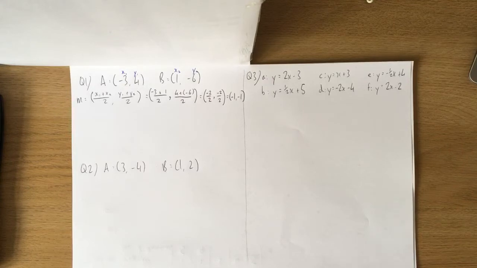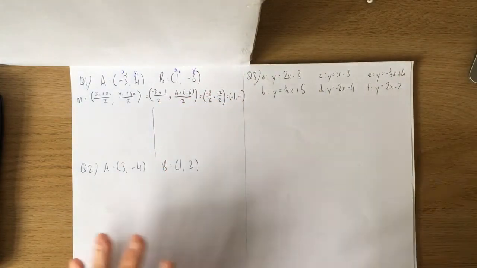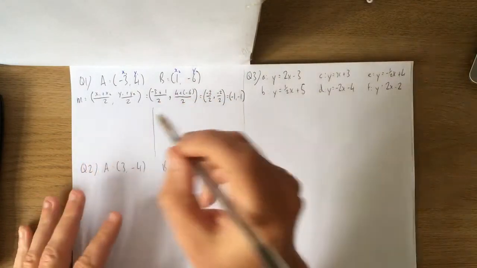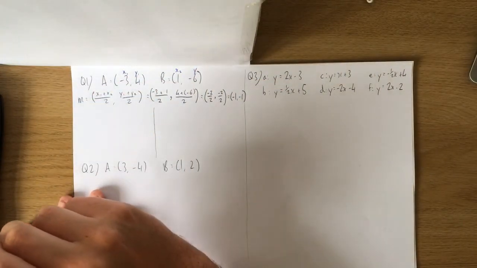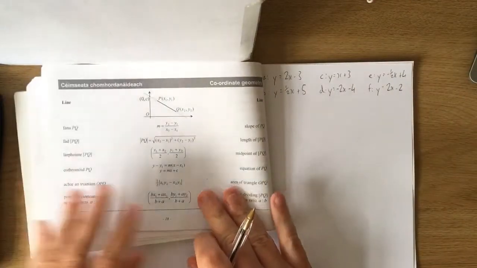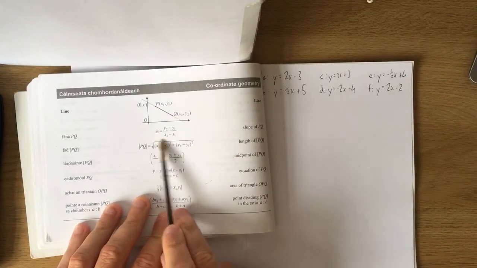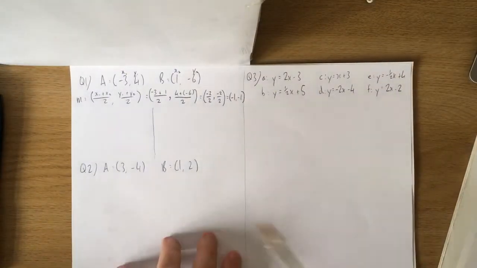What am I asked to show then? The second part: show that the length of AM, or the distance from point A to point M, is equal to the distance from point M to point B. To get the distance between 2 points, or the length of a line segment, here's your formula. My length formula is the square root of x2 minus x1 squared plus y2 minus y1 squared.